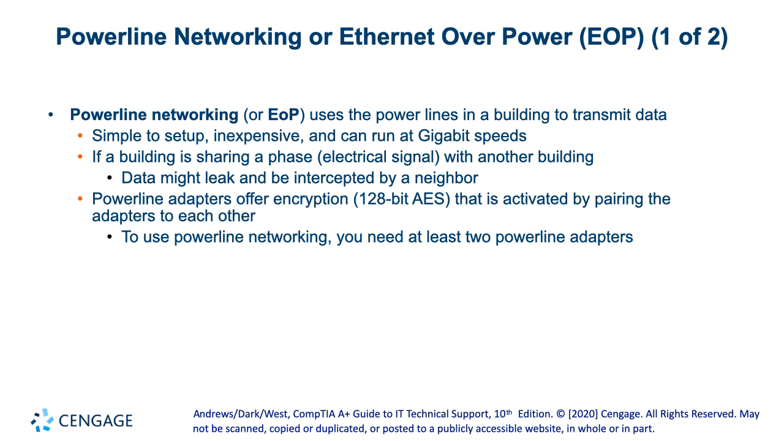Ethernet over power allows you to send data over the power lines in your building or home. Think your outlets. It is relatively simple and inexpensive and can run at gigabit speeds. However, you'll want to encrypt your data, which most of these devices do allow for encryption. The reason you'll want to encrypt your data is because your data will likely travel to your neighbors' homes or buildings over the same power lines, because there's nothing that stops the data from going.